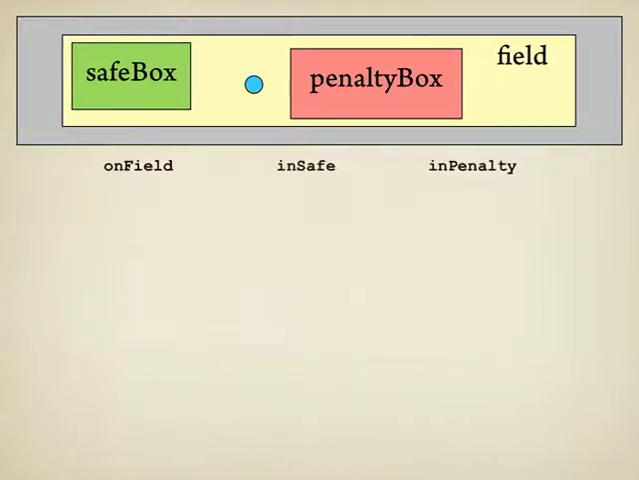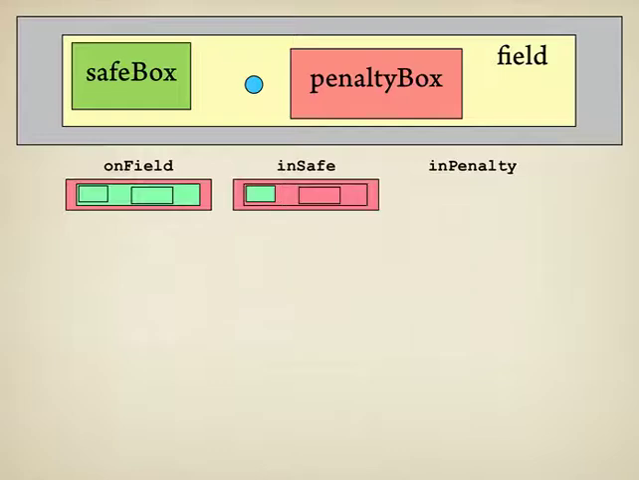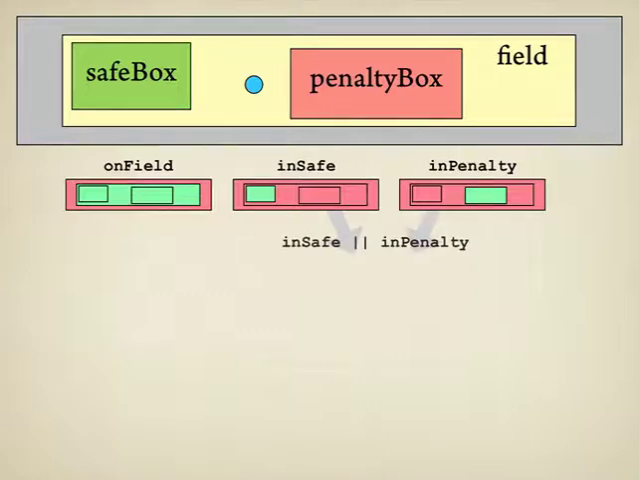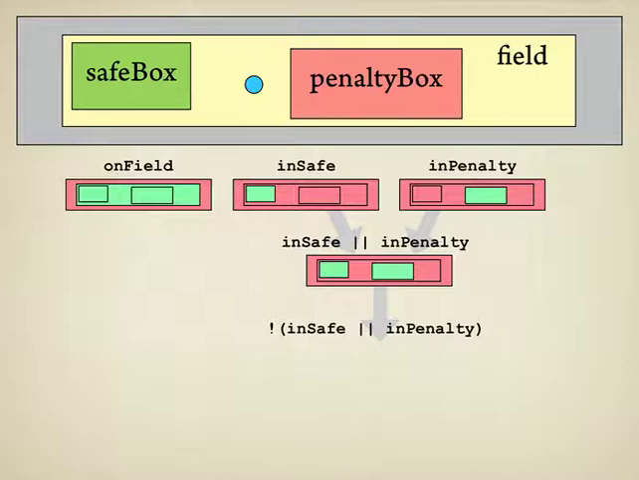I'll start with the same three variables and the same three pictures. Are we on the field? Are we in the safe box? Are we in the penalty box? This time, I'll ask, am I in the safe box or in the penalty box? So I'll take in safe and in penalty, and I'll or them. Now I'm true anytime either of them is true. So this picture says if you're inside the safe box or you're inside the penalty box, then this result is true.